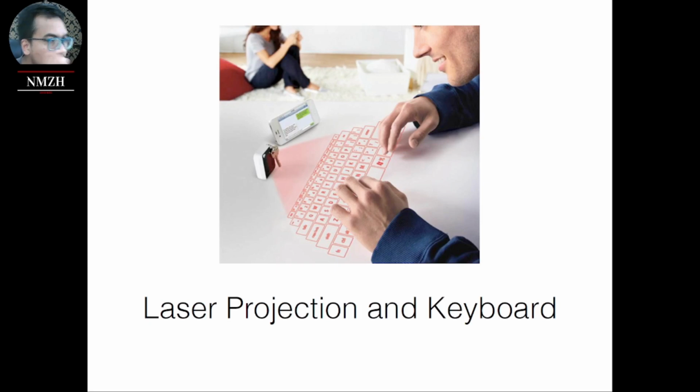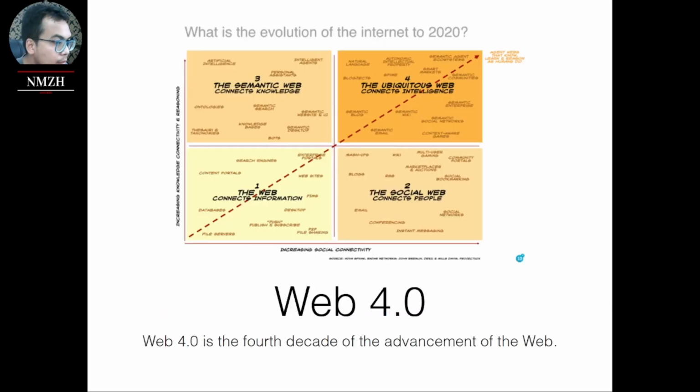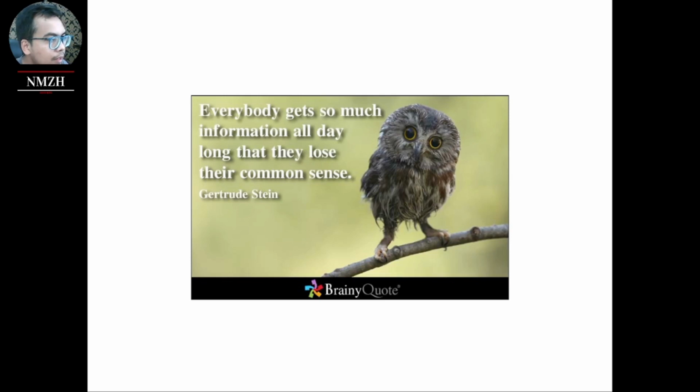For example, Q, we press the Q, so our finger will be turning onto the Q area, kind of, and it will detect that we press the Q button. So Web 4.0, I think that will be common for everyone. Everybody gets so much information all day long that they lose their common sense. So that would be kind of things to be considered right now.